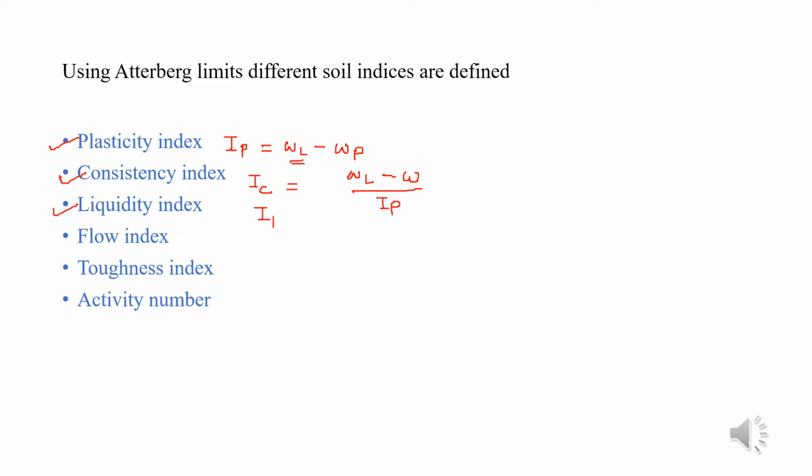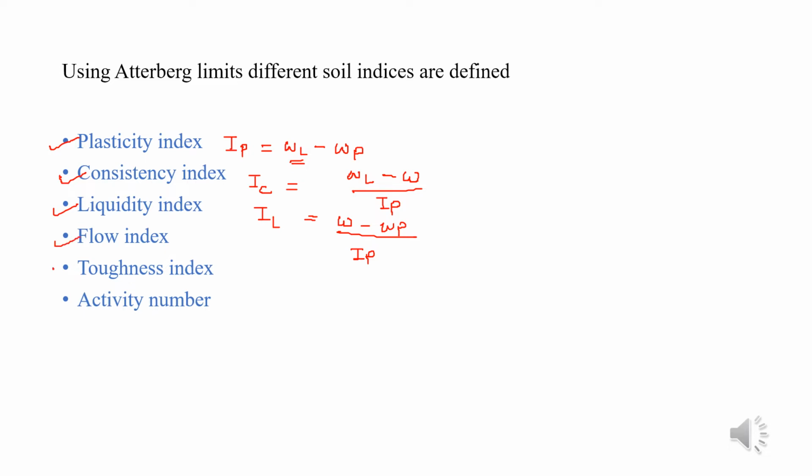Next comes the liquidity index, which we define as IL, and it's defined as the ratio of the natural water content of the soil minus the plastic limit of the soil, divided by IP. This liquidity index is also called the water plasticity ratio and is usually expressed in percentage. We'll see how this liquidity index is useful in the subsequent slides.